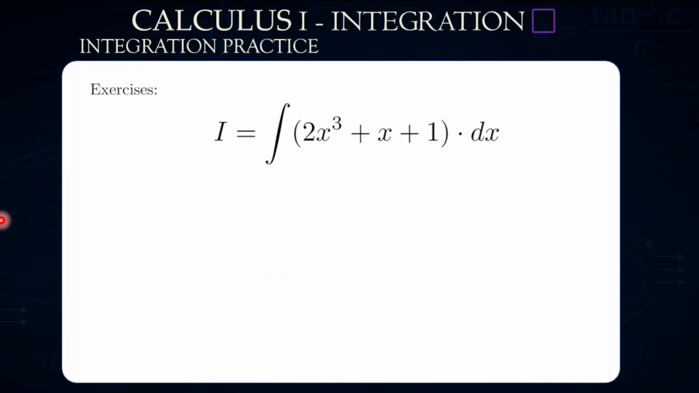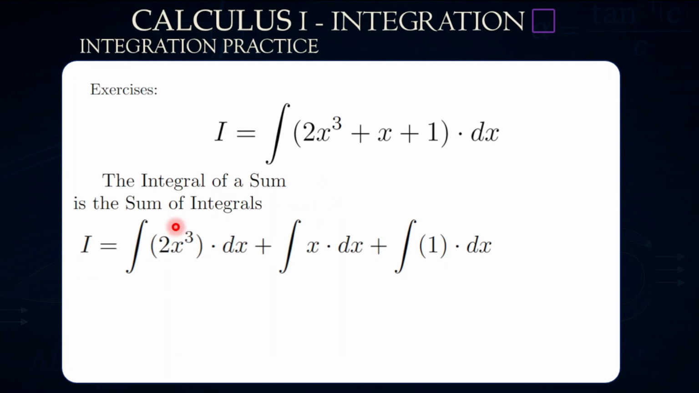Okay, now let's start doing some practice exercises. At first we have I equals the integral of 2x to the power of 3, 2x³ plus x plus 1 dx. Now the integral of a sum is equal to the sum of integrals. In other words, the integral of 2x³ plus x plus 1 is equal to the integral of 2x³ plus the integral of x plus the integral of 1, each of them multiplied by dx. At first, as we mentioned, the integral of a sum is the sum of integrals, which is equal to the integral of 2x³ dx plus the integral of x dx plus the integral of 1 dx.